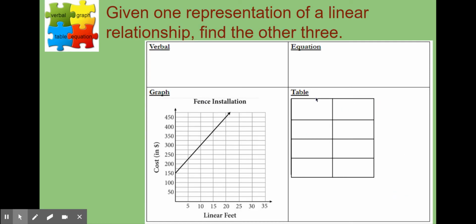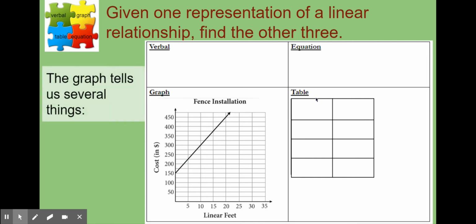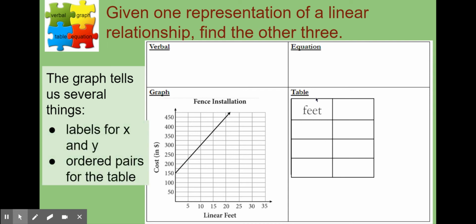Last one. This time we're given a graph. Look at the numbers on the graph and look at the words. That's going to help us. So I see on the x-axis, linear feet, and on the y-axis, cost in dollars. So that's going to be the top of my table. I'm also going to pick out some nice points, put them in the table. Remember to put your x coordinate in the left-hand column.